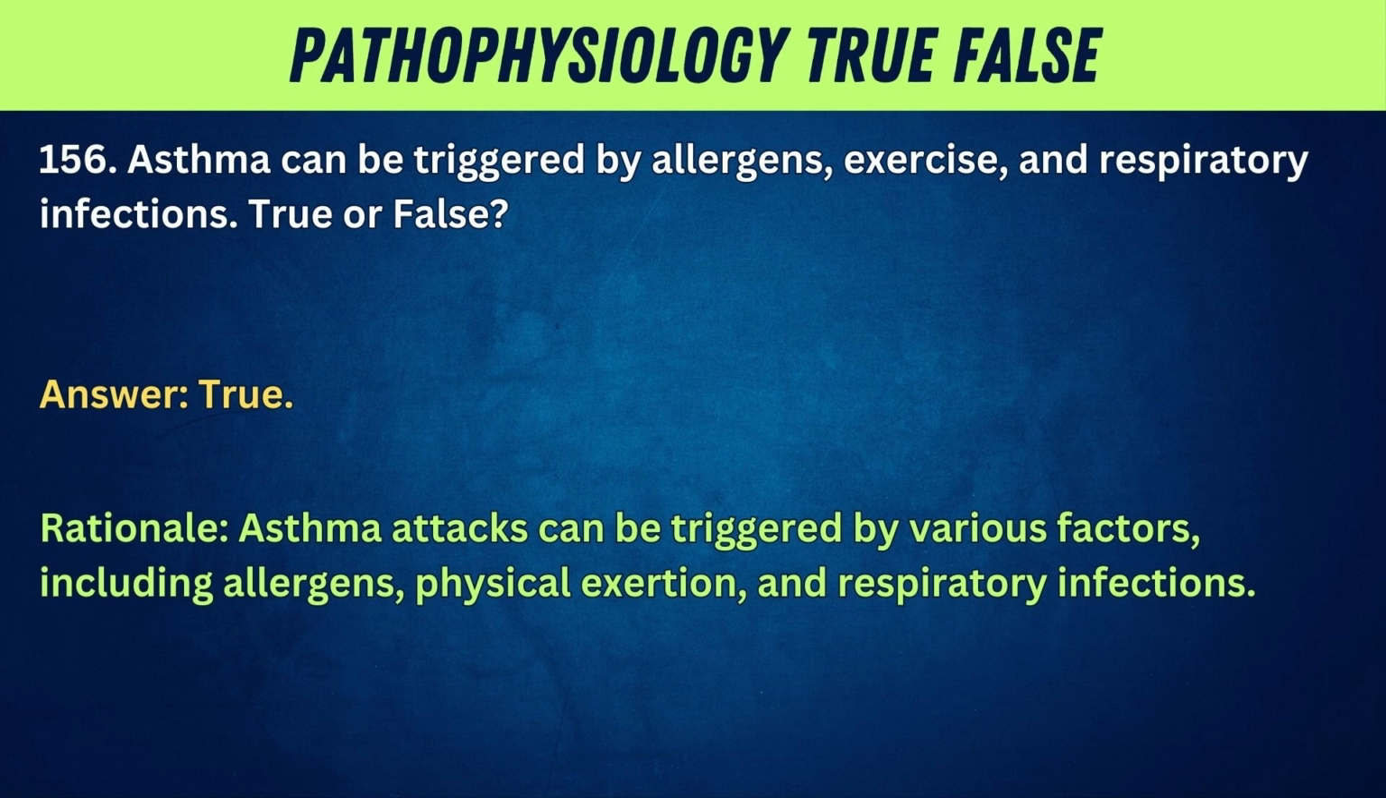156. Asthma can be triggered by allergens, exercise, and respiratory infections. True or false? Answer: true. Rationale: asthma attacks can be triggered by various factors, including allergens, physical exertion, and respiratory infections.